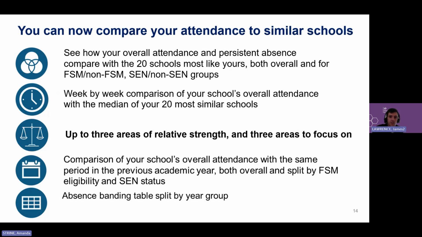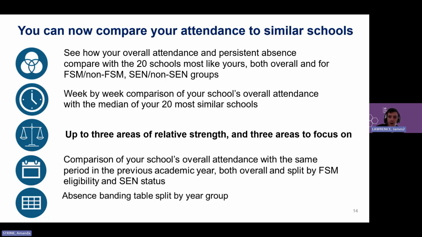Now, for a headline, you can see how you rank amongst those 20 schools for overall attendance and persistent absence. And we break that down by free school meals and SEND status of your pupils. In particular, your similar schools will have a similar proportion of these characteristics to your school. They have a similar proportion of pupils on free school meals and with SEN.